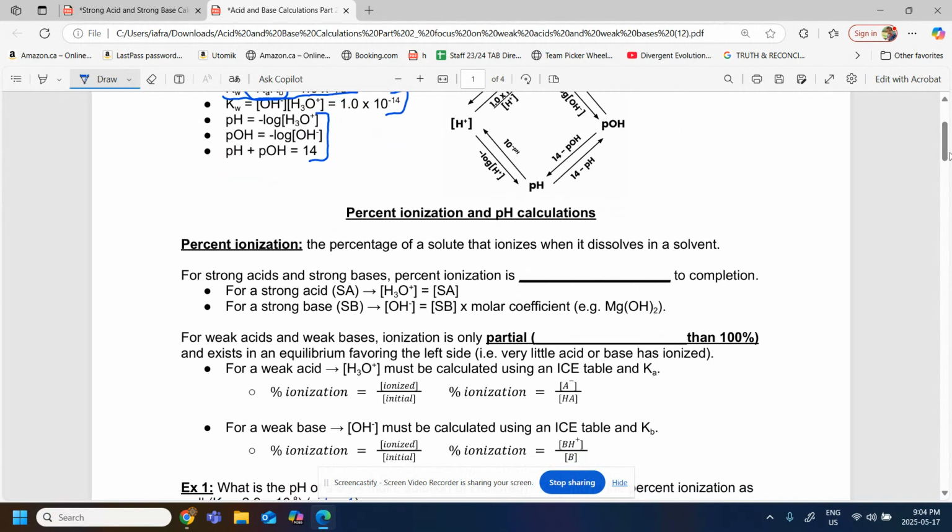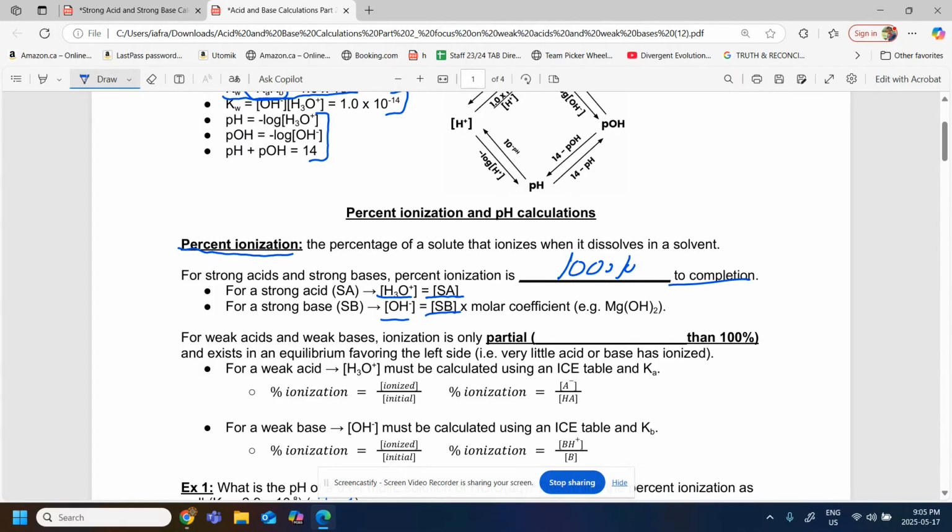So we're going to talk about a concept called percent ionization, and it's basically the percentage of a solute that ionizes when you dissolve it in a solvent. That really refers to the idea that acids and bases that are weak do not ionize 100% in solution. So for strong acids and strong bases, percent ionization is 100%. It goes to completion. That's why we could have said things like the concentration of H3O+ is simply the concentration of your strong acid, or the concentration of OH- is the concentration of your strong base times whatever molar coefficient it has when it dissolves, right? If it's a 2-to-1 ratio for your base versus your hydroxide ions.